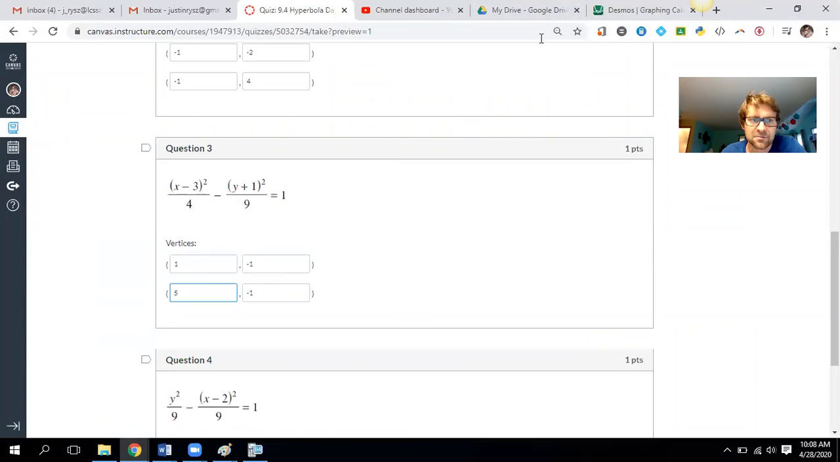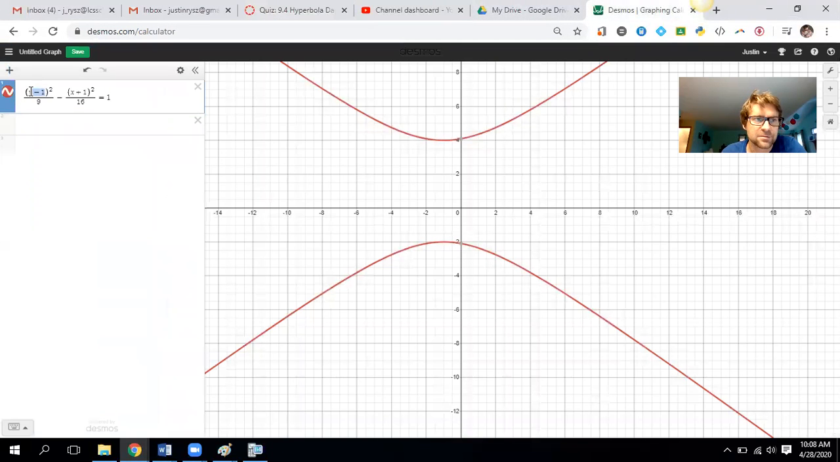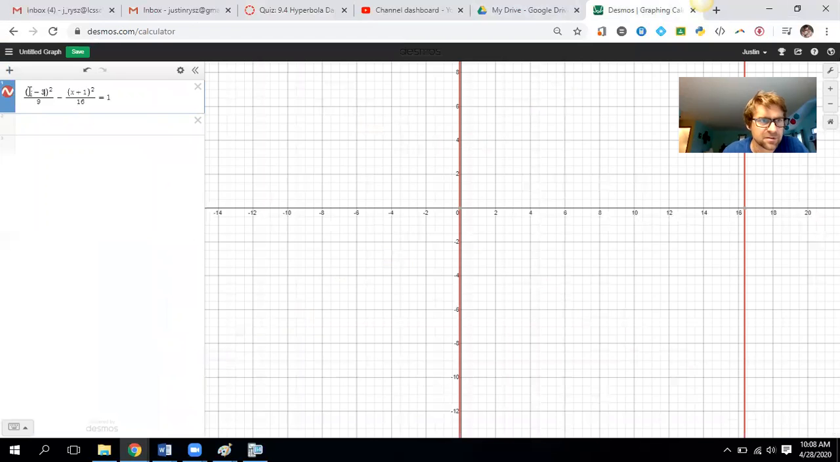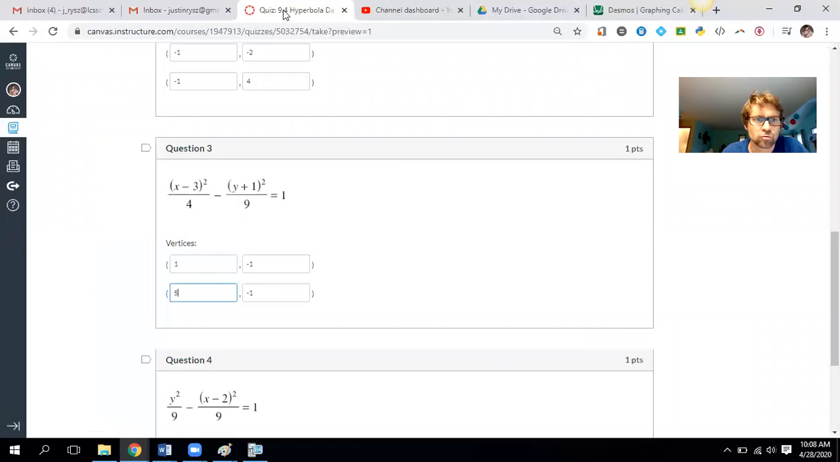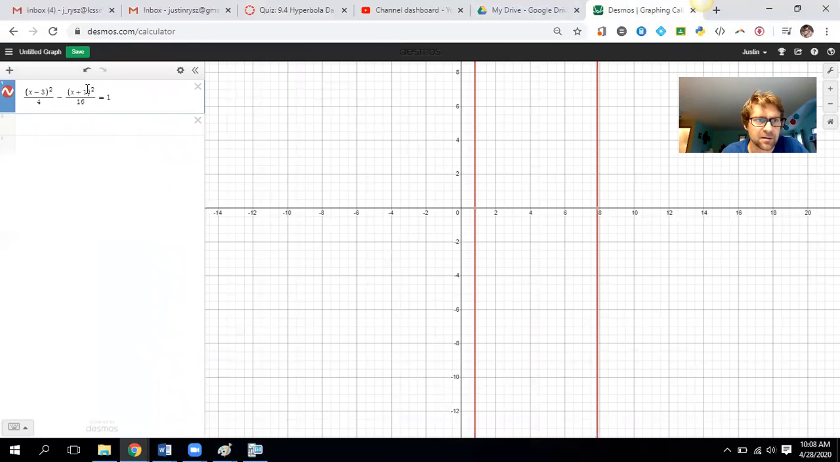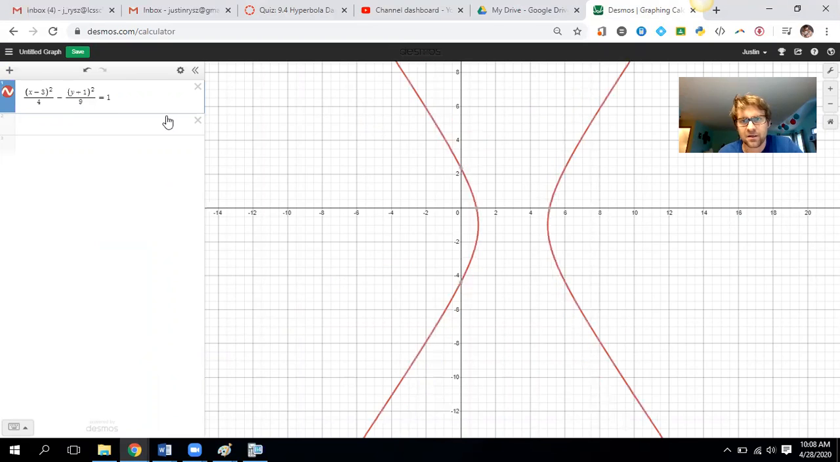So x minus 3 squared over 4. And then we got y plus 1 over 9. Just change that to y plus 1 over 9. We can click on those. Yeah, for some reason this comes up undefined, but you can actually kind of see where it's at. I don't know why it comes up undefined. It must be a Desmos error.